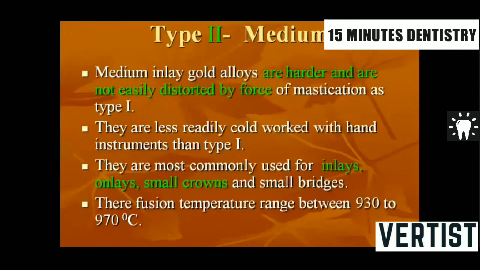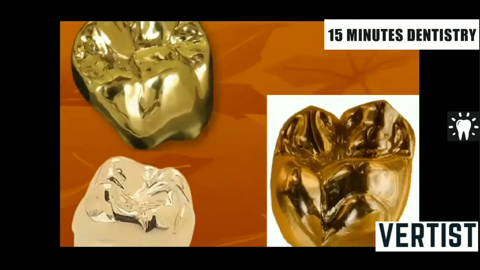It's a soft alloy. Type 2 is a medium alloy. Medium inlay gold alloys are harder and are not easily distorted by force of mastication as type 1. Though they are softer than the hard and extra hard, they are definitely harder than the soft alloys. So they cannot easily be distorted. So what is fabricated out of them? Onlays and crowns. So they can bear masticatory forces to a certain extent. So type 2 alloys are used for fabrication of such restorations.